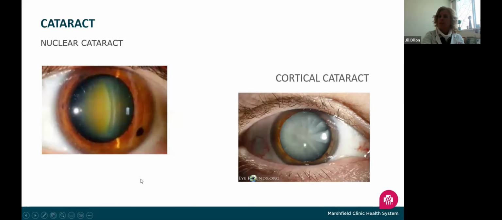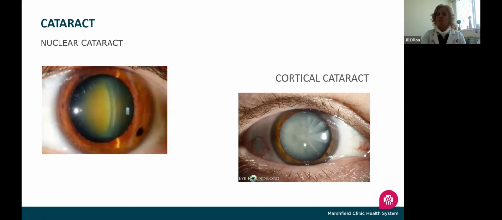What does a cataract look like? When we look in there to see it, on the left-hand side, you'll see what we call a nuclear cataract. That's happening in the nucleus or center portion of the lens. And so that's where you start to see that yellowing. You're going to see that kind of a yellow change to the lens.